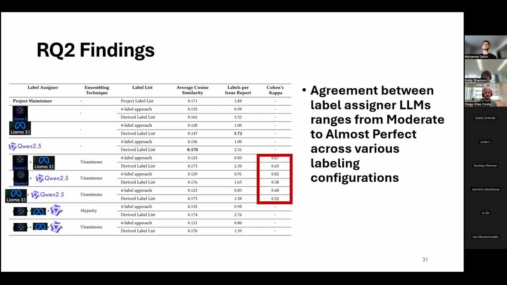Yeah, and then the last one is that the agreement between label assigner LLMs ranges from moderate to almost perfect across various labeling configurations. So it goes to show that they agree most of the time on what labels, even from our list of 275 labels, a lot of the time they still agree on what labels should be assigned. So that's a good thing, right? Even though they're different models, they're assigning mostly the same labels, which is good there.